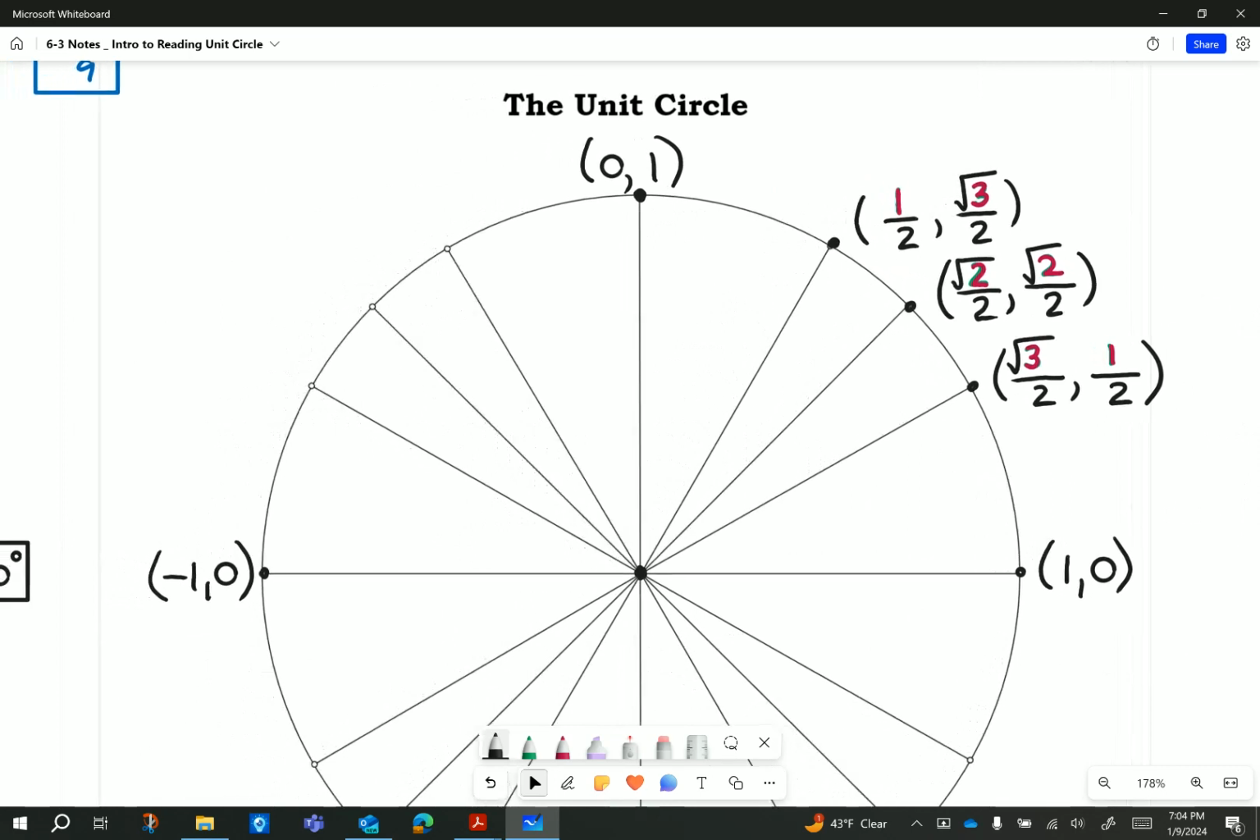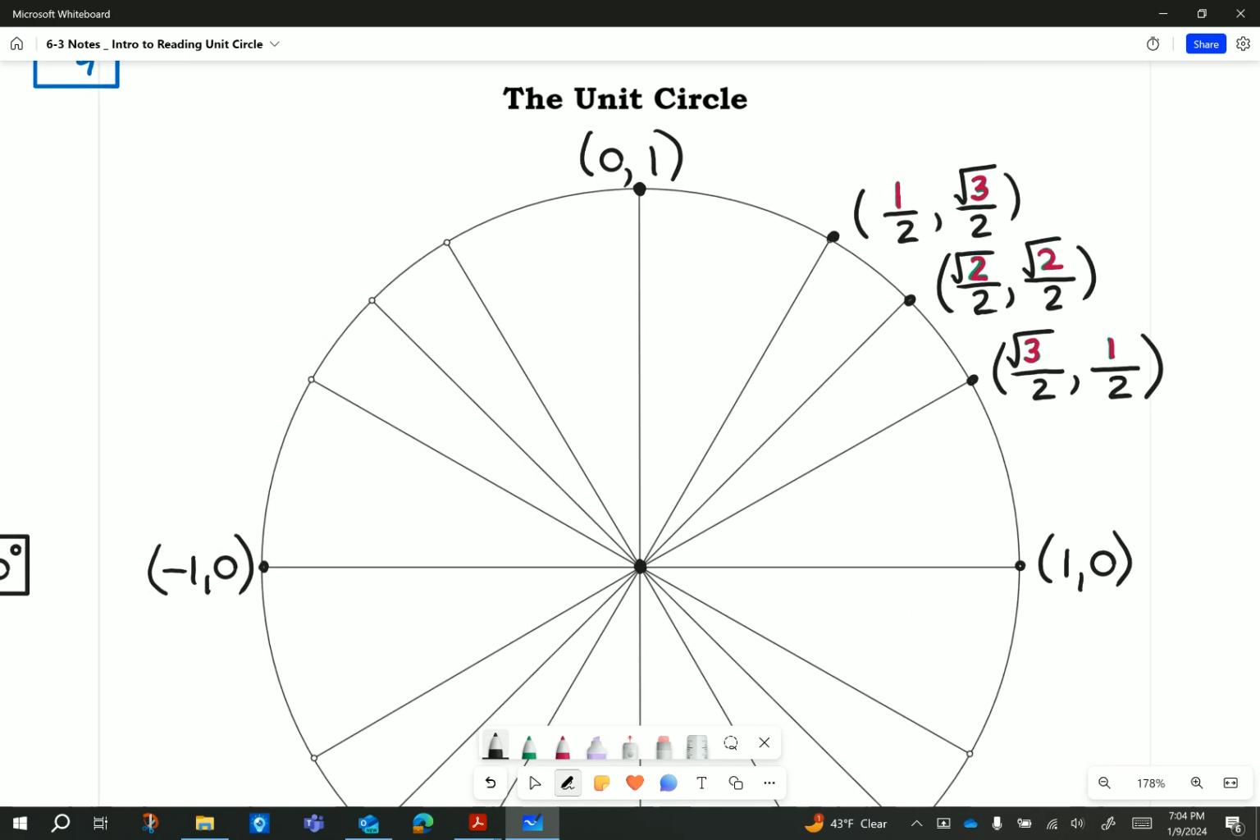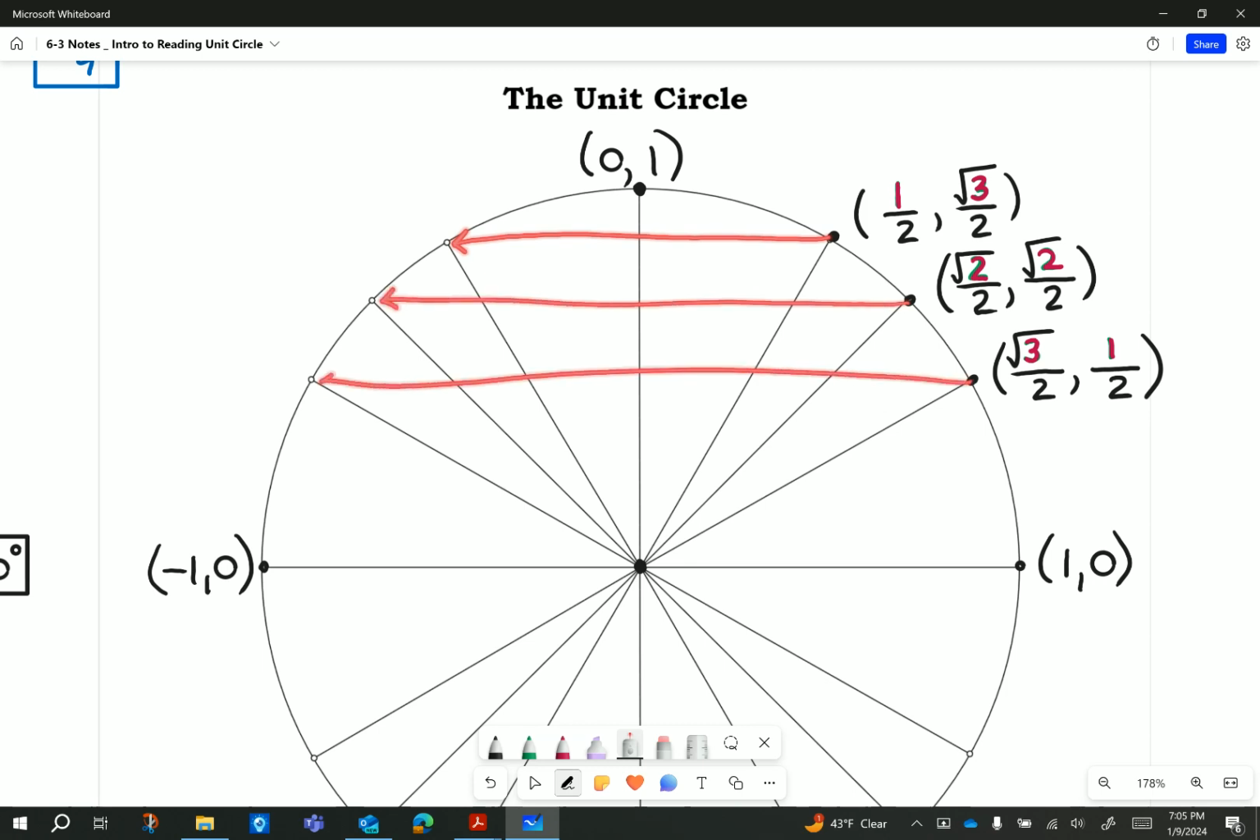That easy, okay? So your question may be now, well, how do I keep doing all the rest of them? Super easy. All you're going to do is whatever this dot is, coordinates, that will go to that one, this one will go to this one, and this one will go to this one.